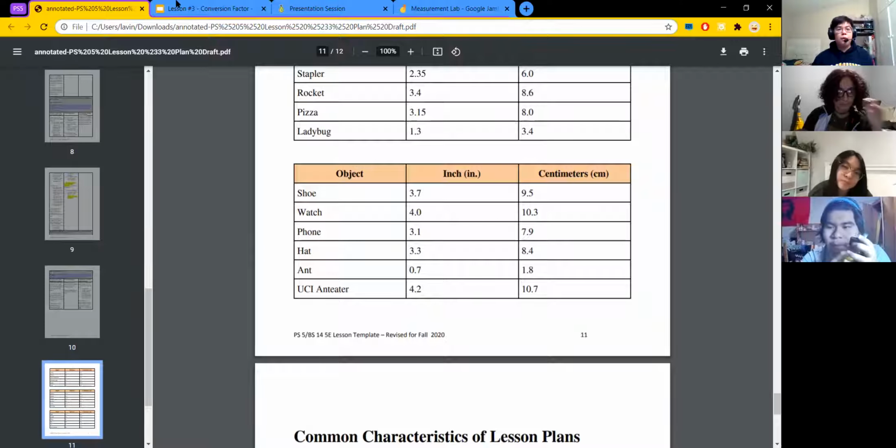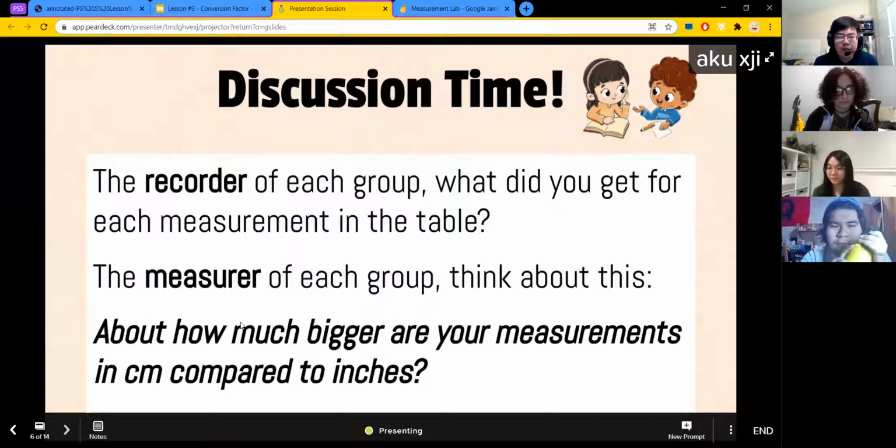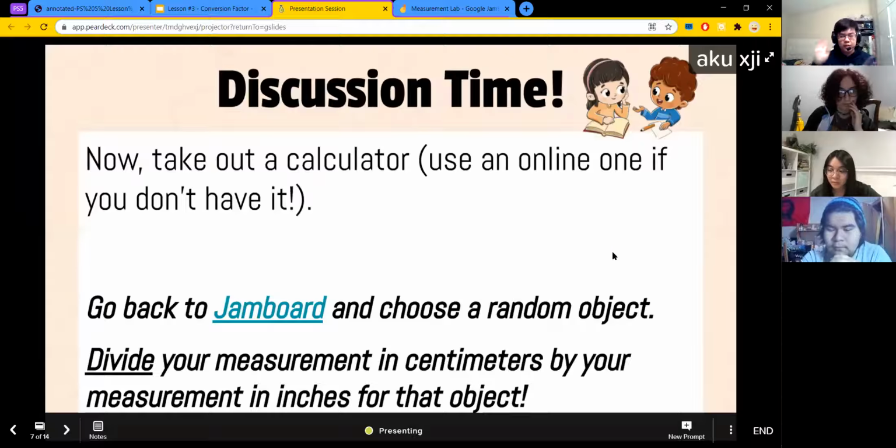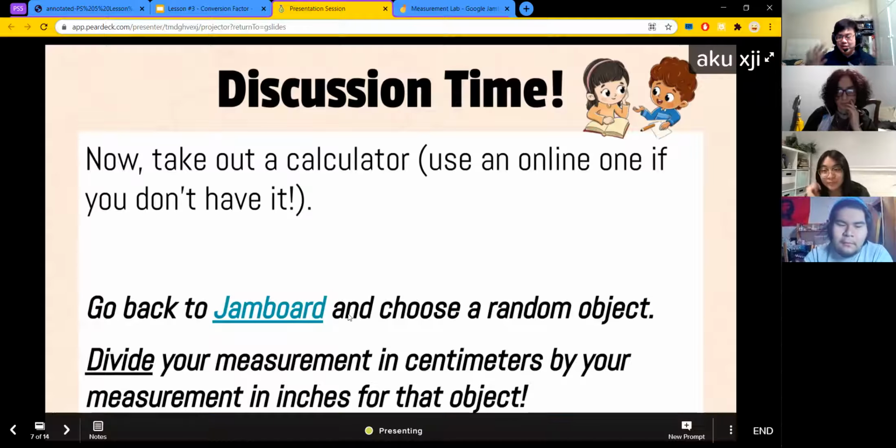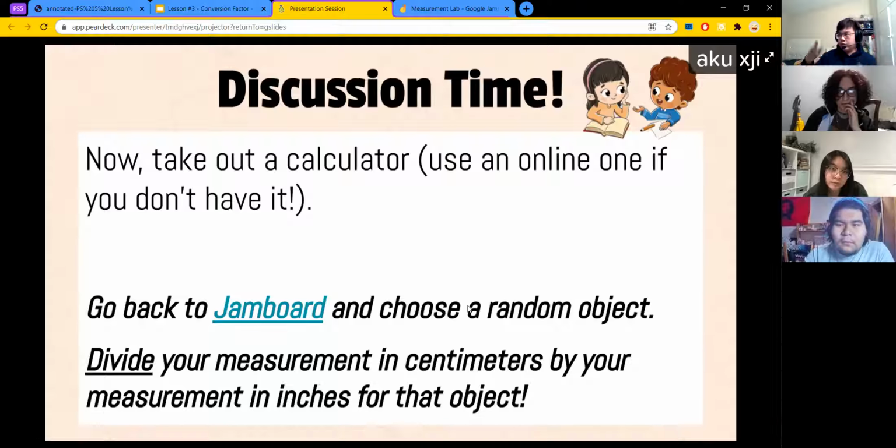All right, so now let's move on. We already discussed that. Now take out a calculator, and if you don't have one, you can just go on Google and search up calculator. Or if you want to challenge yourself, you could do it in your head. Now go back to the Jamboard. It's the same Jamboard. Choose a random object. It could be the one that you didn't do. Group 1 can choose some of group 2 or even the third set, and group 2 could choose some of group 1.